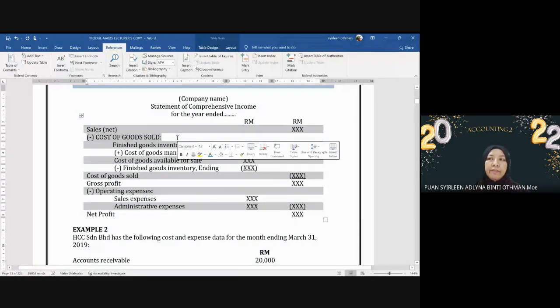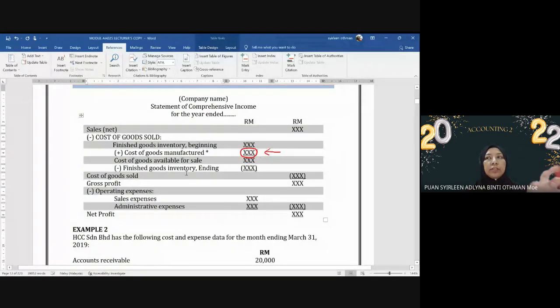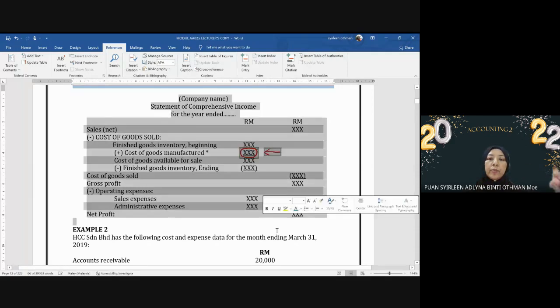Okay, previously in AA015, COGS tu you akan ambil beginning inventory plus purchase minus ending inventory, you akan dapat COGS, right? Okay, tapi that is for merchandise company. Sekarang kita bukan merchandise lagi ya. Kita ada kilang kita sendiri. We produce our own product.